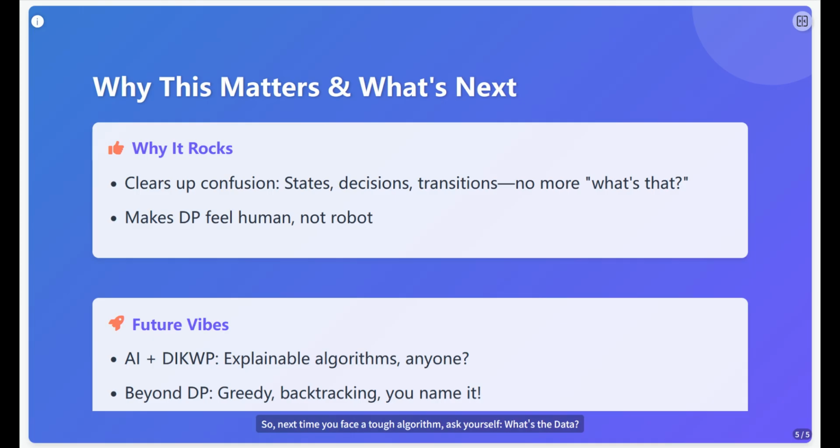So, next time you face a tough algorithm, ask yourself, what's the data? What's the information? What's the knowledge? What's the wisdom? And what's the purpose? That's your DIKWP roadmap to clarity.